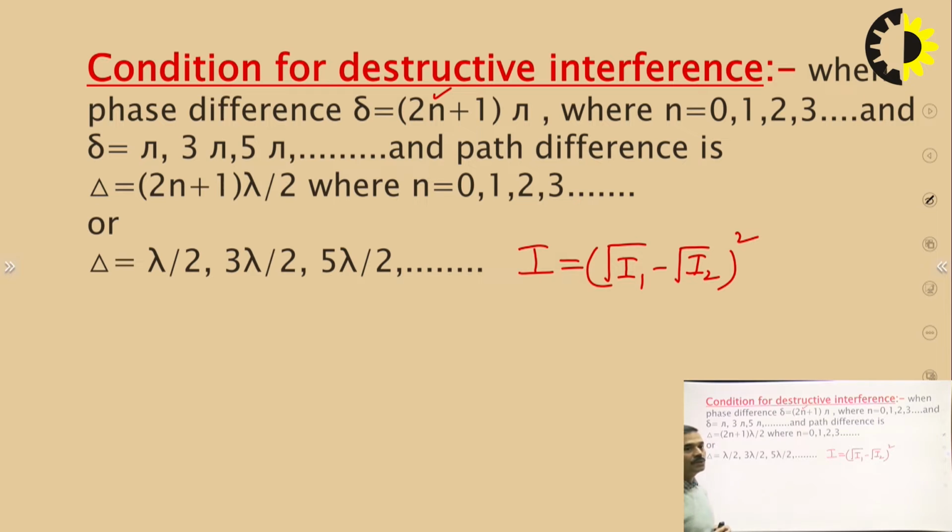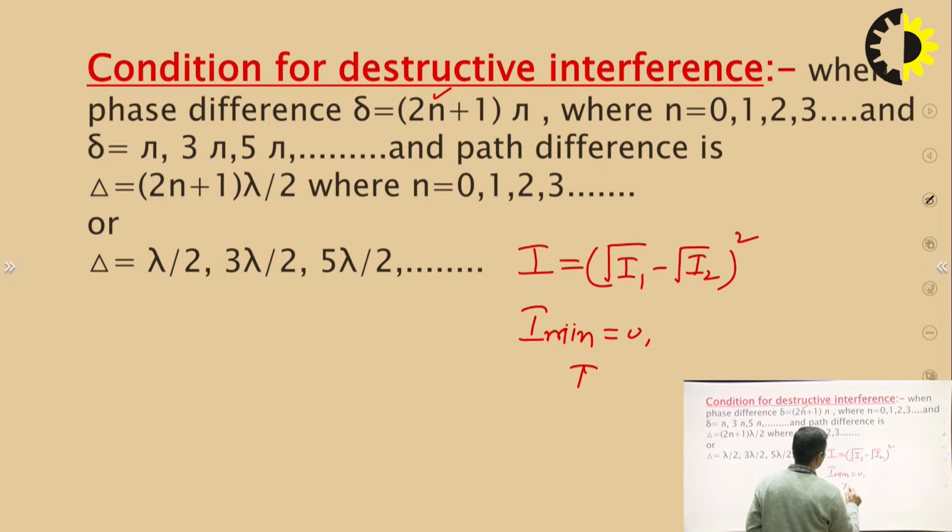If I1 and I2 are equal, then the intensity will be minimum. So the minimum value of intensity in case of destructive interference will be equal to 0 if I1 and I2 are equal.